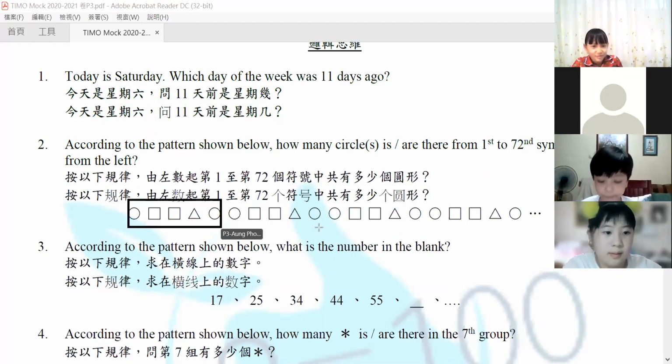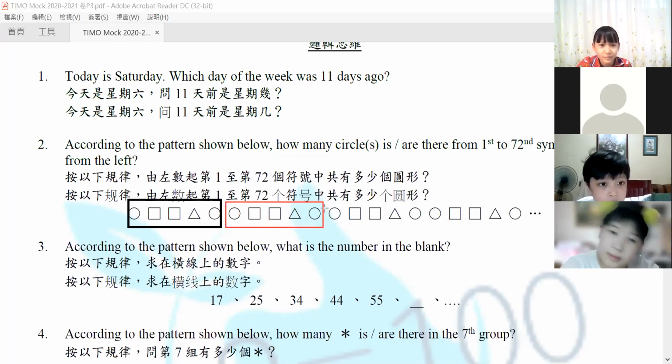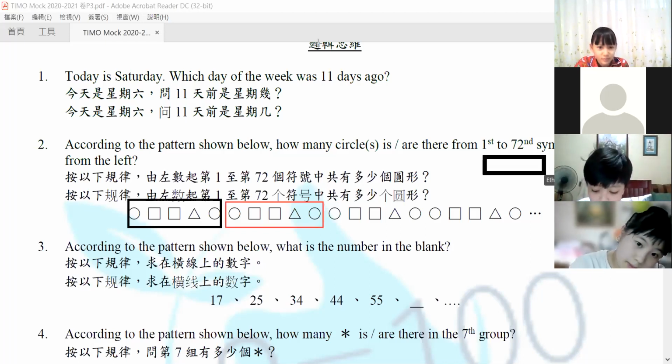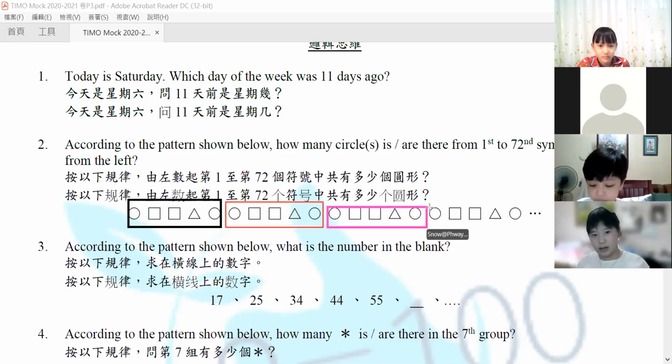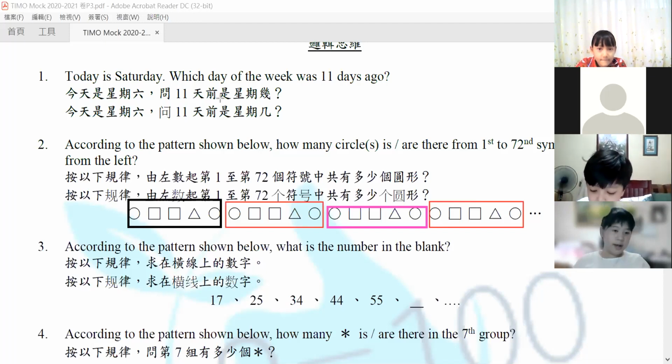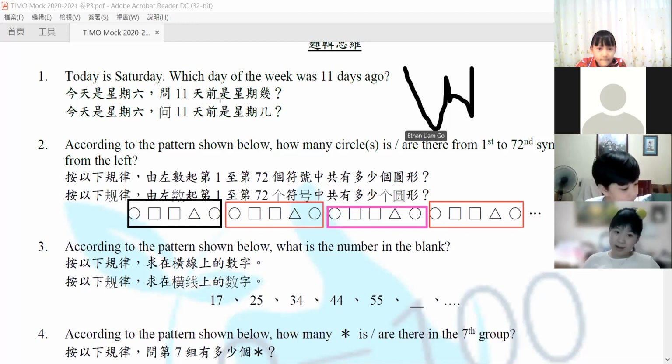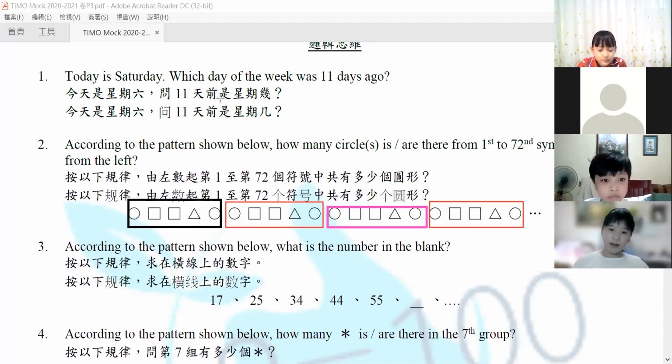Now, if we look at the part circled by the black rectangle, we know that it just keeps repeating this five-shape pattern again and again. So it's always circle, square, square, triangle, circle, and then circle, square, square, triangle, circle, and so on and so forth.